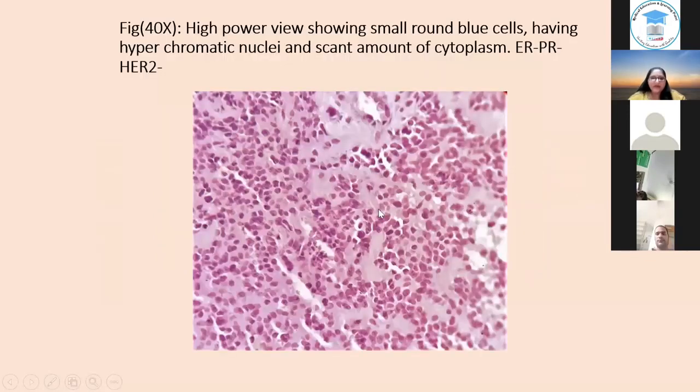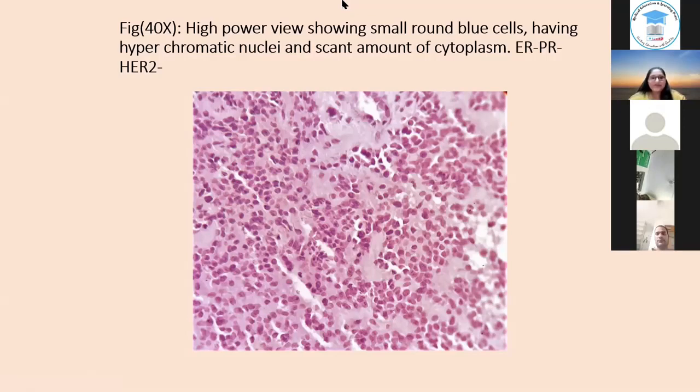On high power, you can see these cells have hyperchromatic nuclei and scant cytoplasm. There are no prominent nucleoli, as compared to the cells you just saw in IDC. In some places there is an attempt at rosette or pseudo-rosette formation, you can see here. So, does anyone ring a bell? What is the diagnosis of this case? These cells were ER, PR, and HER2 negative, so they were TNBCs.